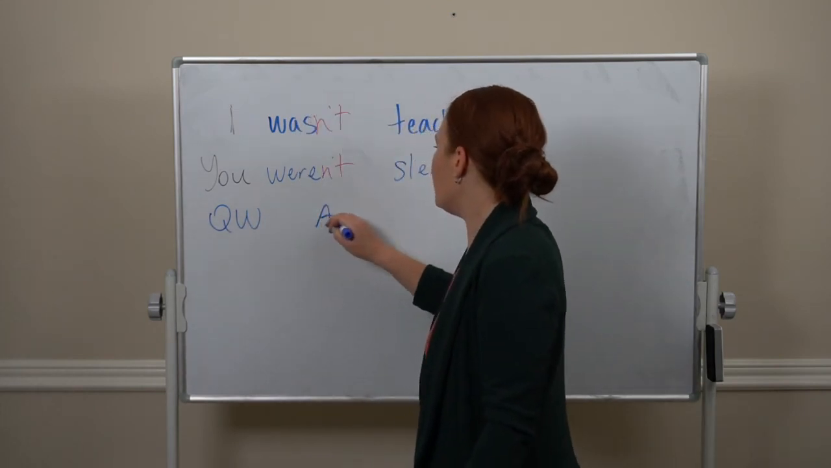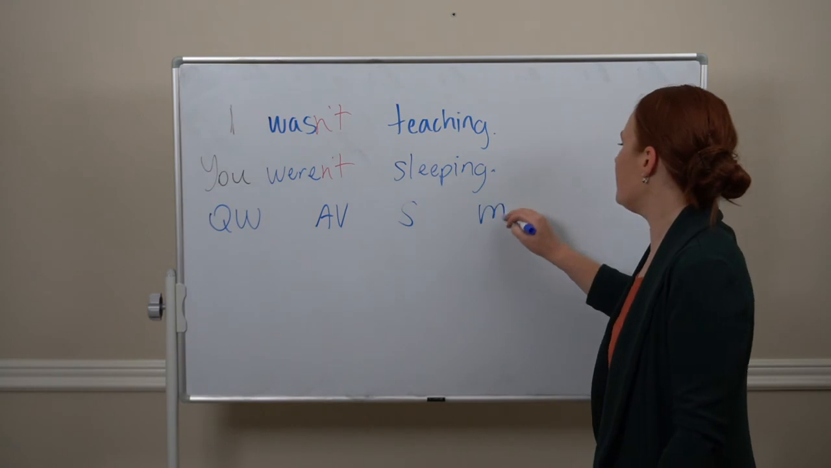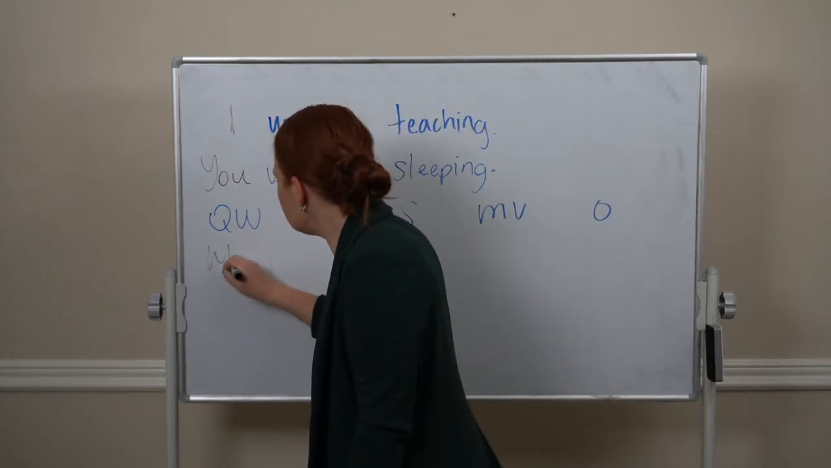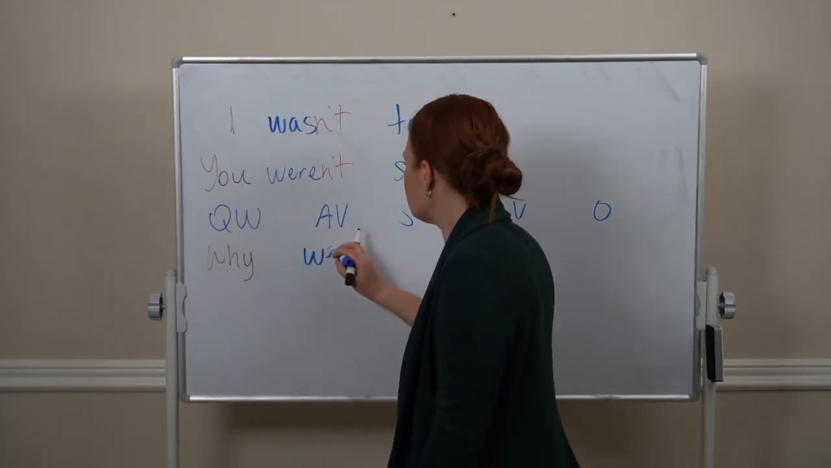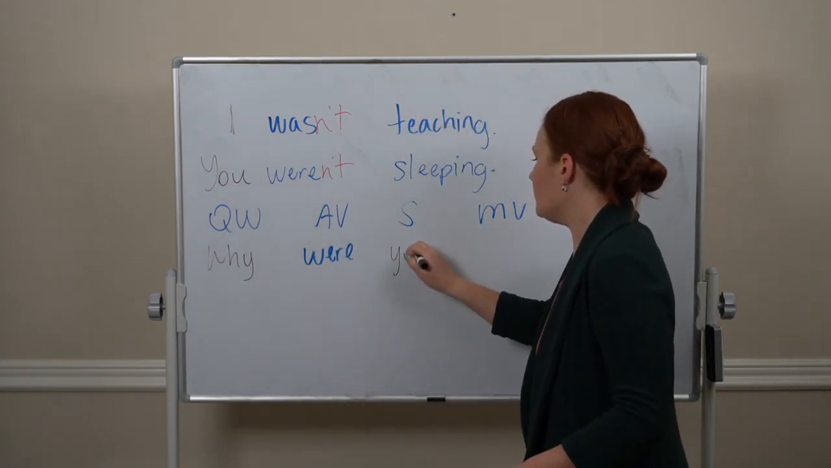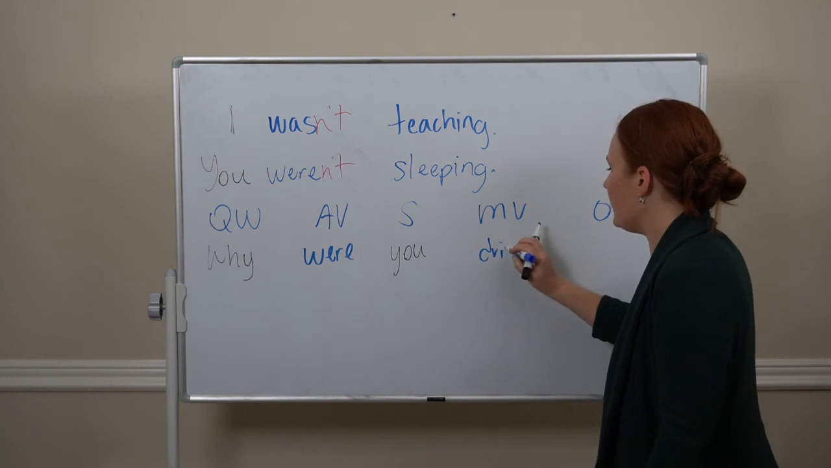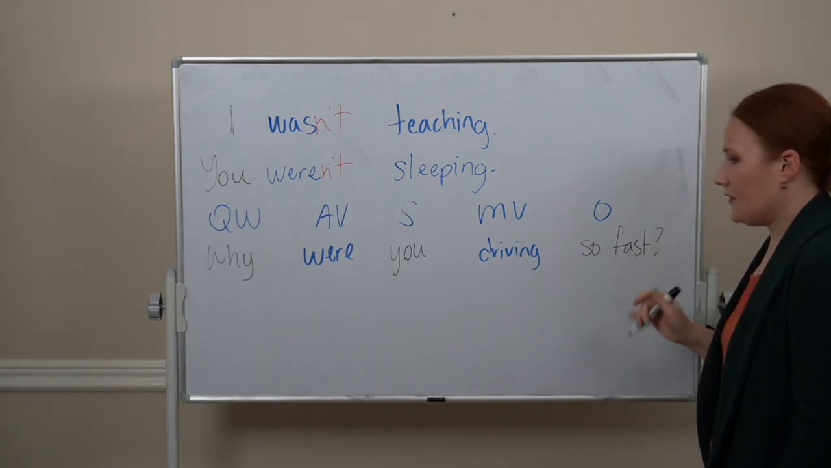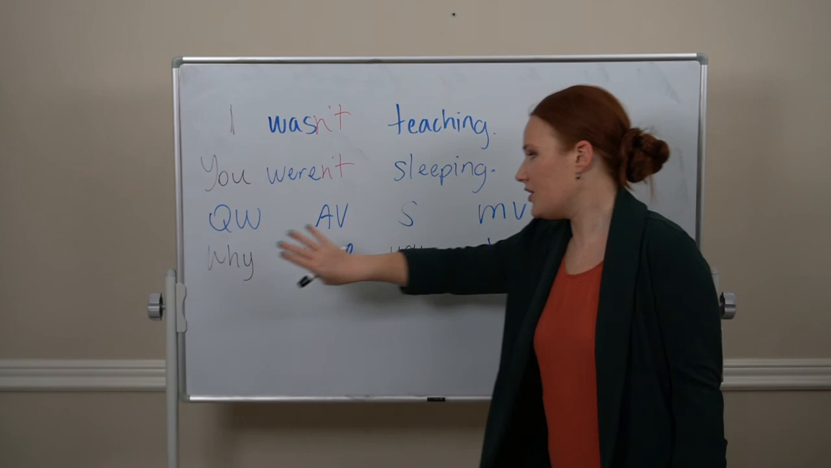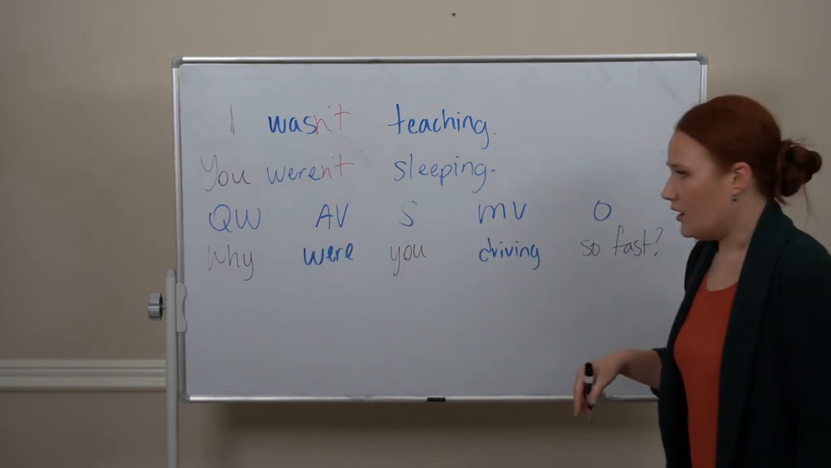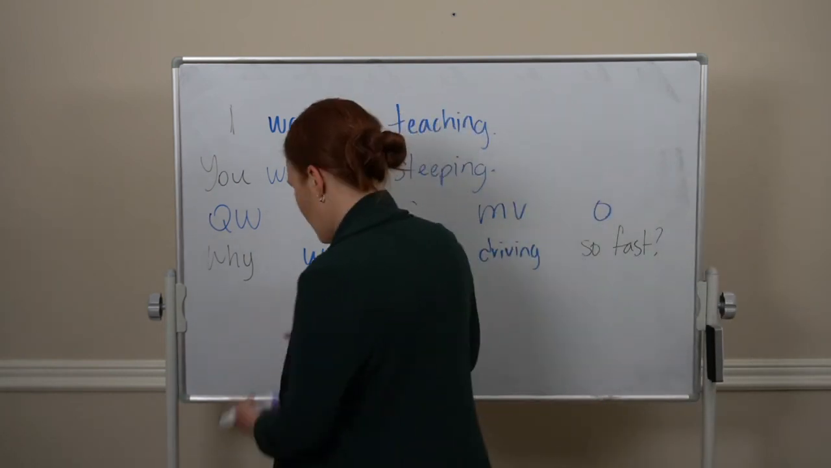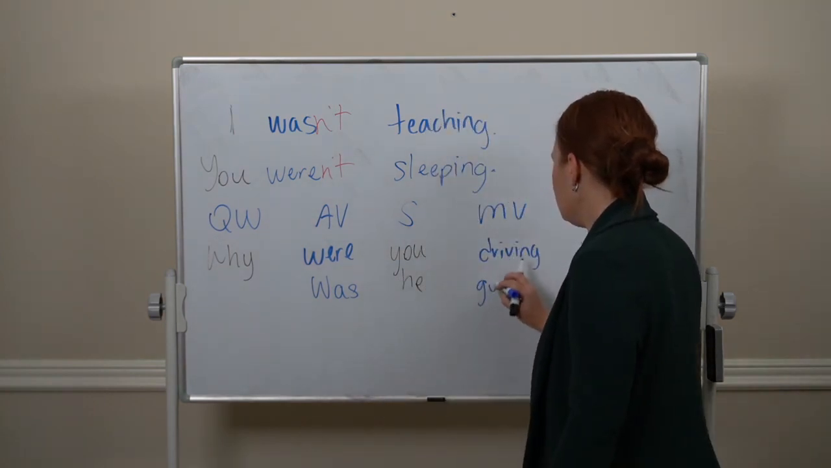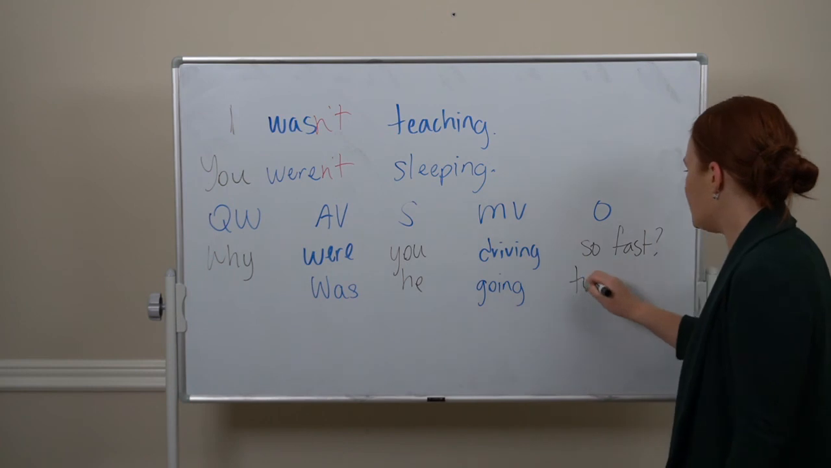Question word, auxiliary verb, subject, main verb, object or other. Why were you driving so fast? So that to be is that auxiliary verb: question word, auxiliary verb, subject, main verb, object. Or without a question word. Was he going to the hotel?